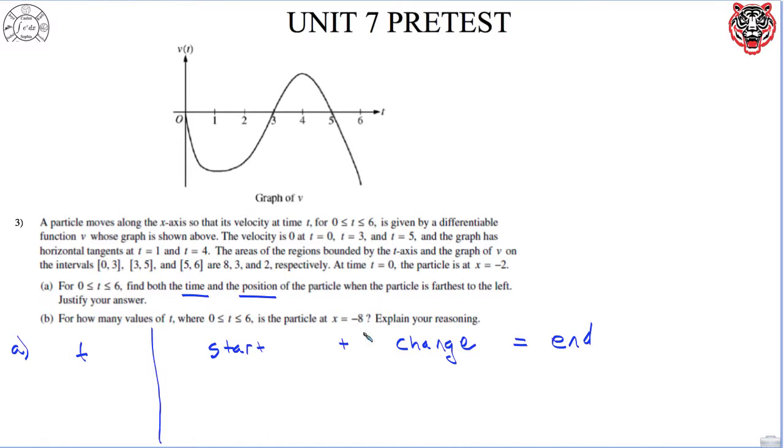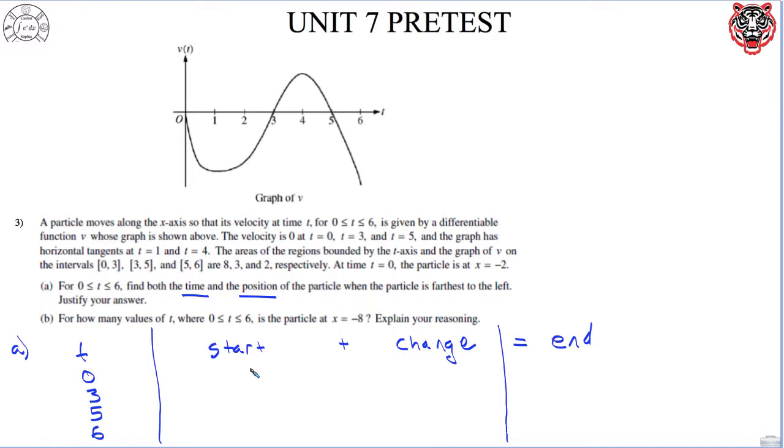All right, so what values of t should we use? 0, 3, 5, and 6. Yep, so we can do those. 0, 3, 5, and 6. I think I can squeeze these in here.